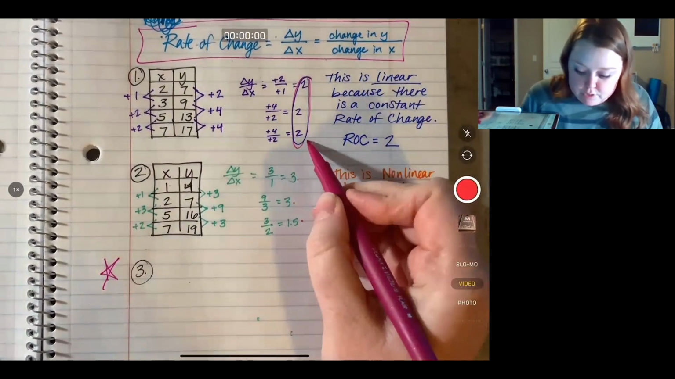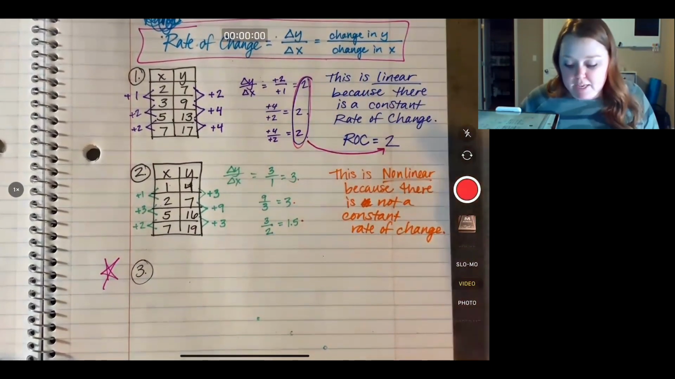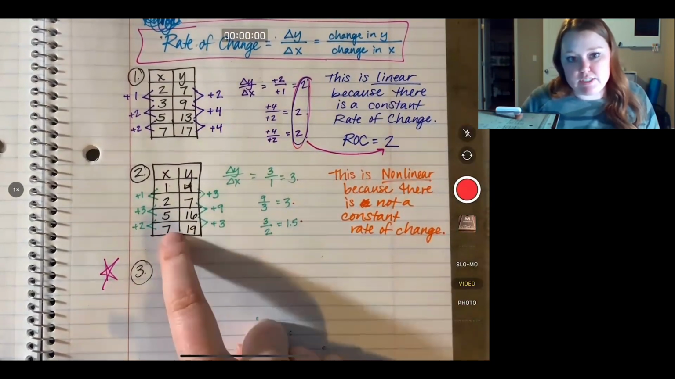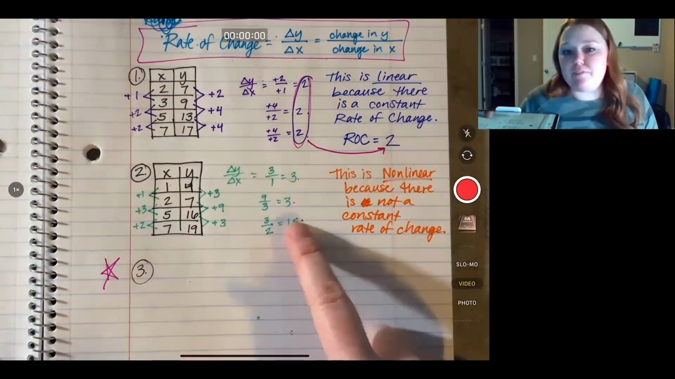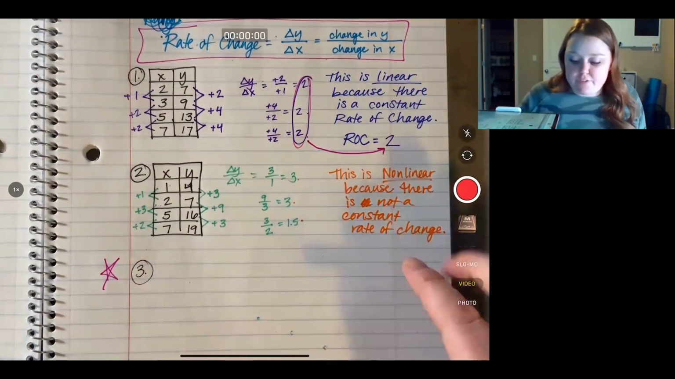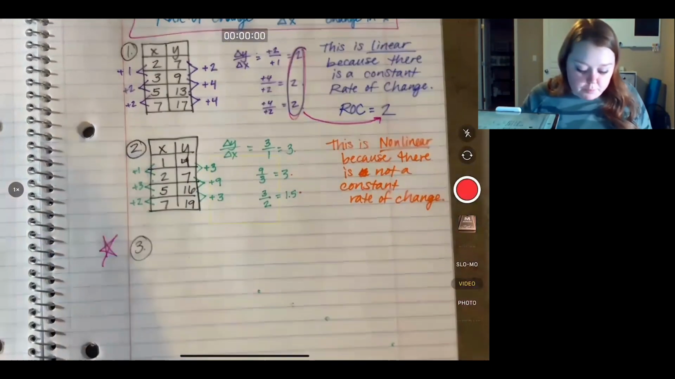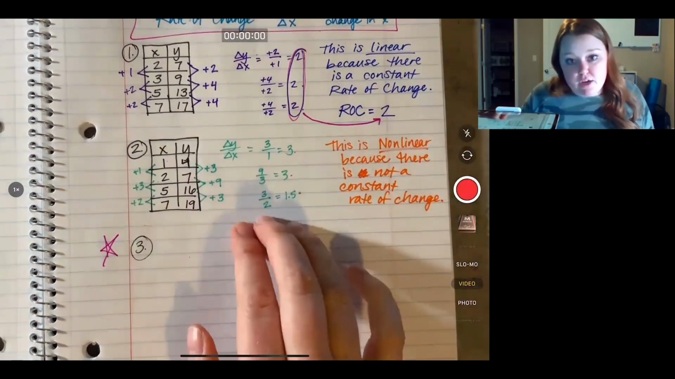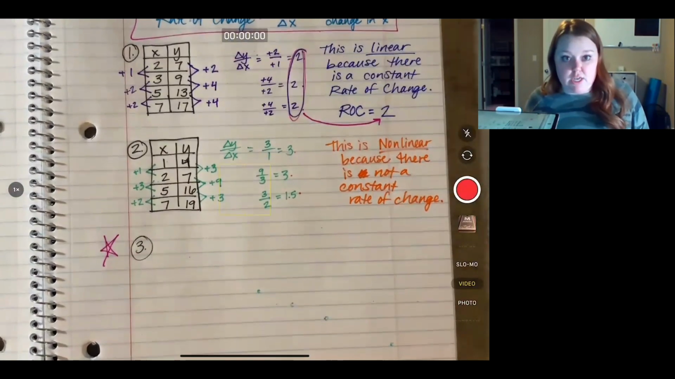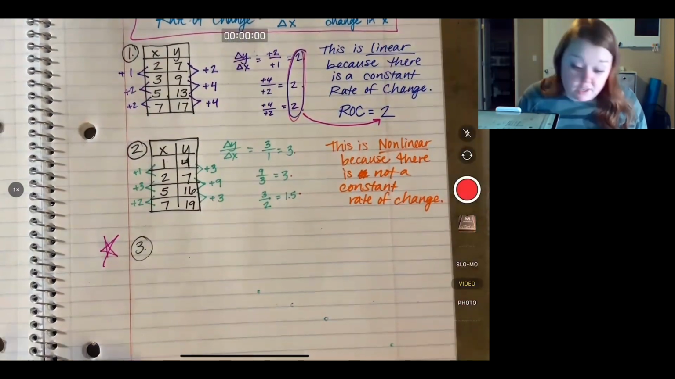Okay, and the reason why the rate of change was 2 is because all 3 of these simplified to 2, right? If this last little number here was like 3 over 1, so maybe it went from 5 to 6, then it would be linear. But the fact that this screws it up, it's not linear, okay? And if it's nonlinear, then there is no rate of change. It's not constant. So number 3, you're going to do the math yourself, and then you're going to write a statement. It is linear because there's a constant rate of change, and the rate of change is blah, blah, blah. Or you're going to say this is nonlinear because there's not a constant rate of change.